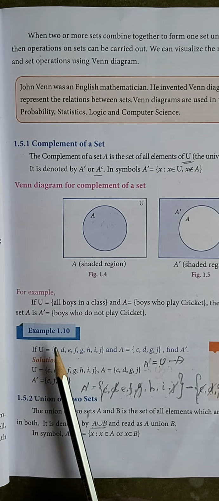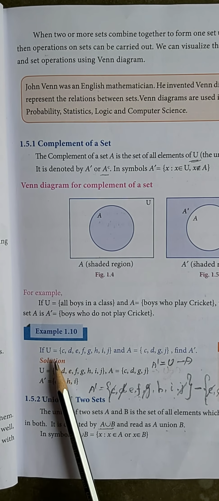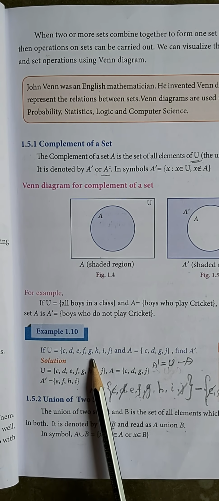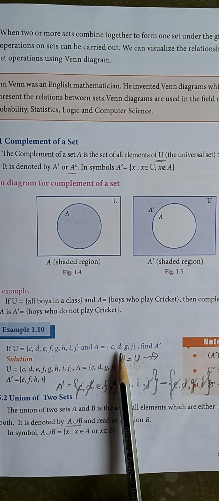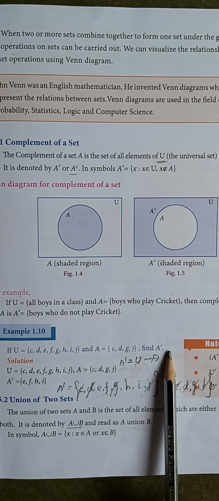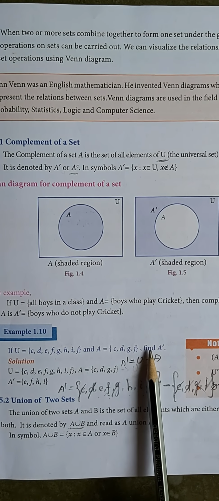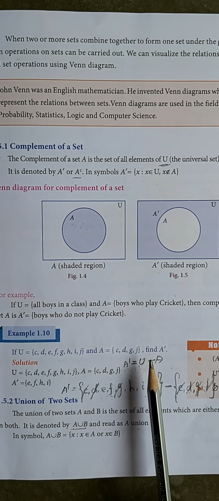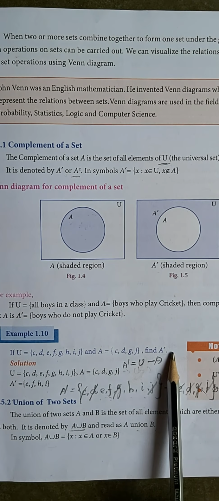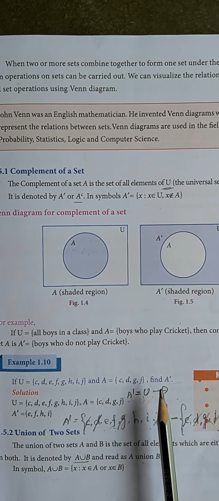Okay. For example 1.10: if universal set U equals C, D, E, F, G, H, I, J and A equals C, D, G, J, find A dash. Sometimes it asks to find the complement of A, sometimes to find A dash. Sometimes words are asked, sometimes symbols. So you understand A dash means complement of a set.